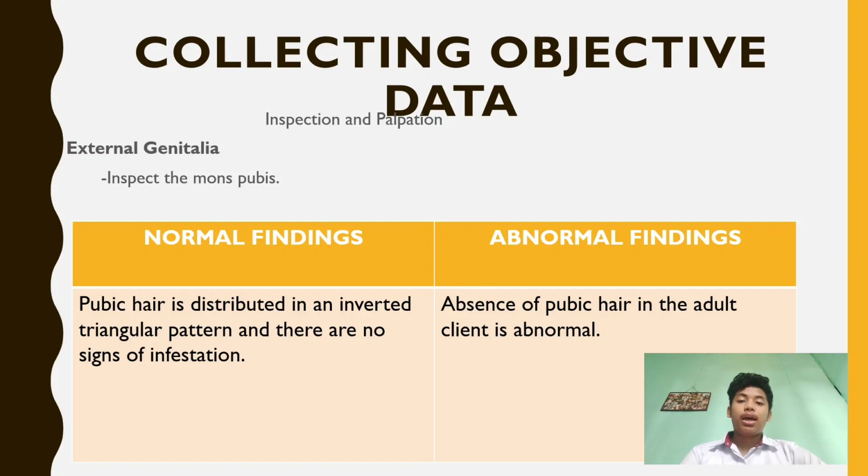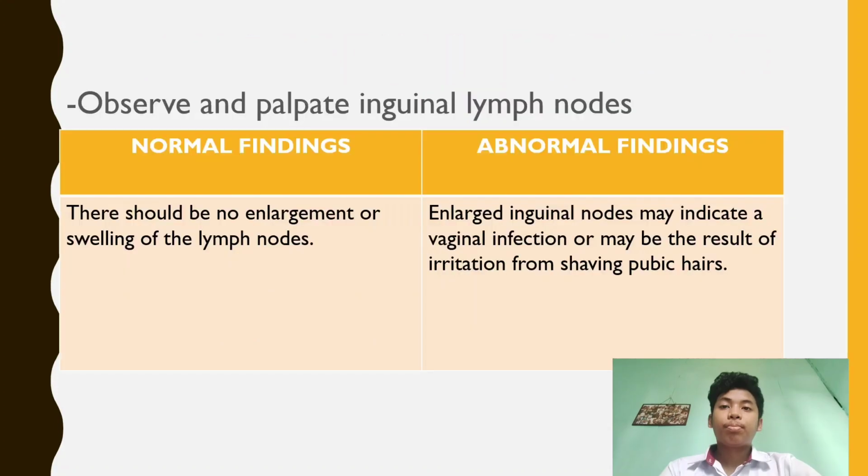For the abnormal findings, absence of pubic hair in the adult client is abnormal. Lice or nits, or eggs, at the base of the pubic hair indicate infestation with pediculosis pubis. This condition, commonly referred to as crabs, is most often transmitted by sexual contact. Observe and palpate inguinal lymph nodes. For the normal findings, there should be no enlargement or swelling of the lymph nodes. On the other hand, for the abnormal findings, enlarged inguinal nodes may indicate a vaginal infection or may be the result of irritation from shaving the pubic hair.